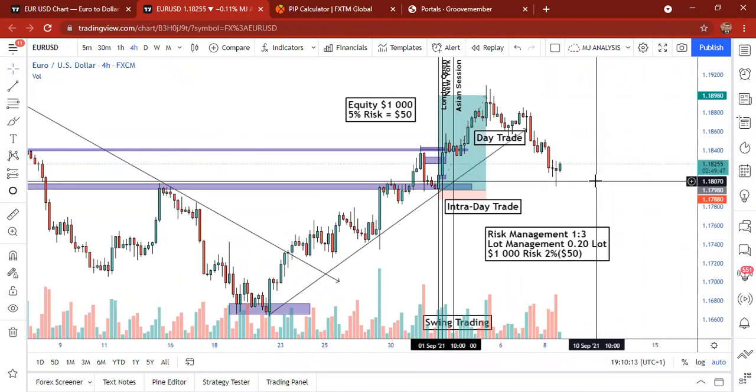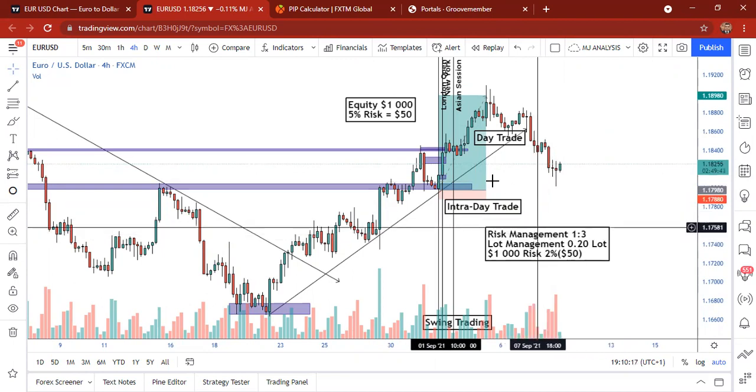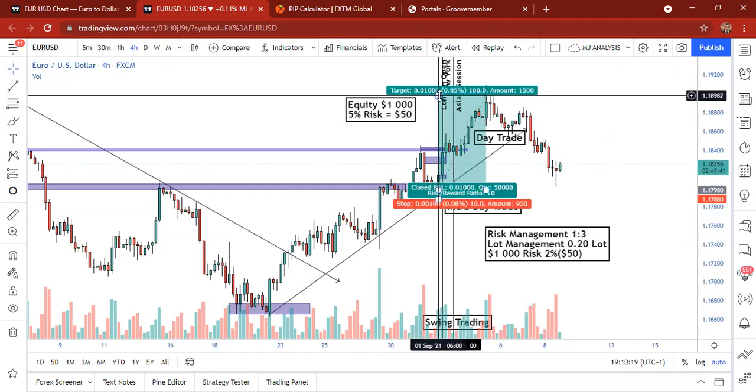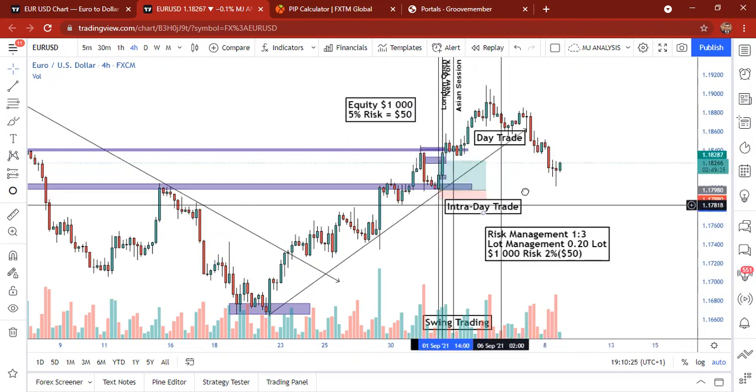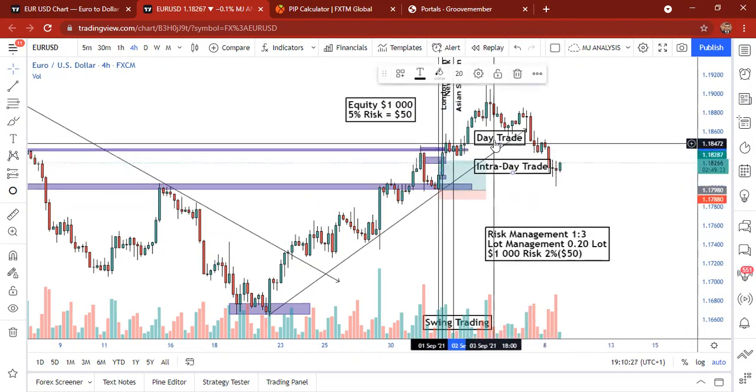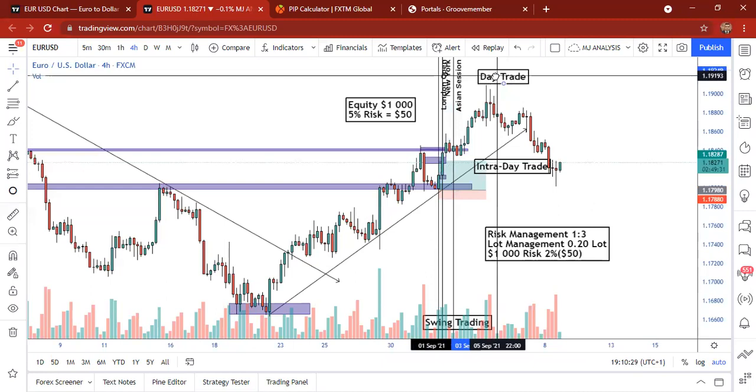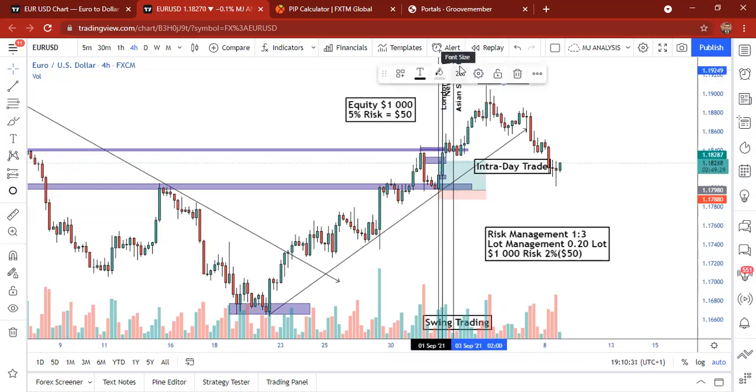Now, when you're a trader, you want to identify risk management. You always want to have a 1 to 3 ratio at minimum, as you can see here. That means if you're risking 10 pips, you want to reward yourself with 30 pips, and that would be considered an intraday trade. As you can see, you have labeled it as an intraday trade. Then a day trade is anything from 1 hour up until 24 hours.